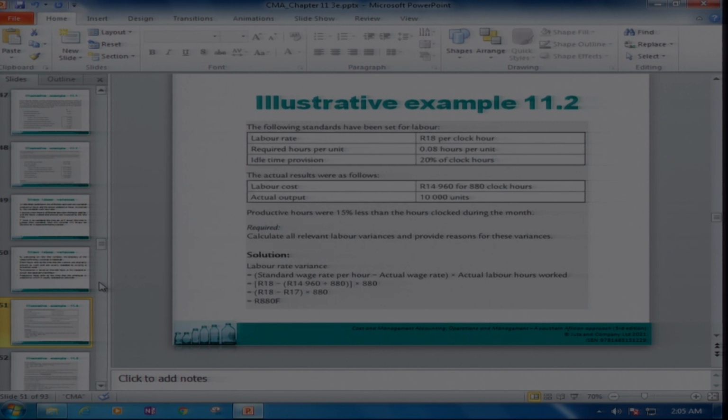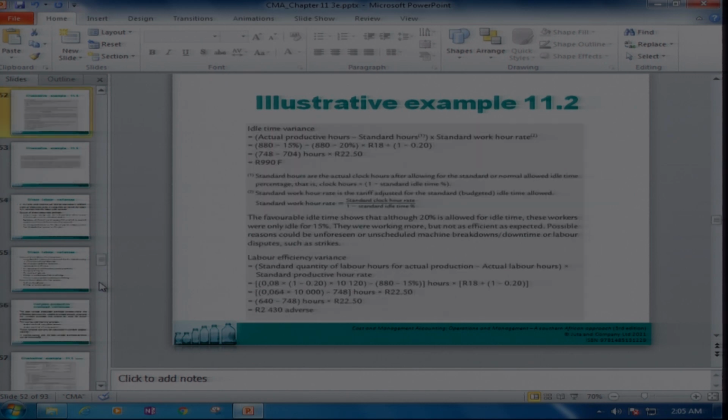So we can then say standard rate of 18 rand minus actual rate of 17 rand multiplied by the actual hours of 880. That will give us a variance of 880. The variance is favorable. Why? Again, we have budgeted 18 rand, we have spent 17 rand. So because we have spent less than what we had budgeted for, that makes our variance favorable.